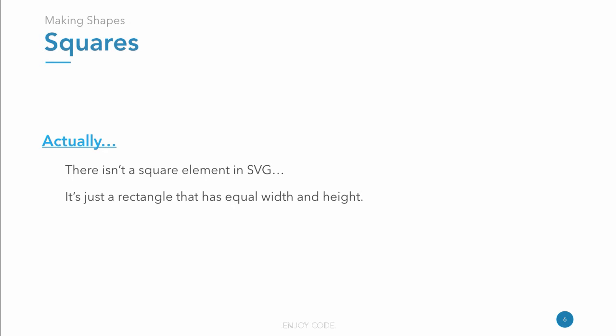So every square is a rectangle, but not every rectangle is a square. And what I mean by that is a rectangle is just a 4-sided shape where the corners are 90 degrees, regardless of height and width. All a square is, is just a special rectangle where the height and width are the same.